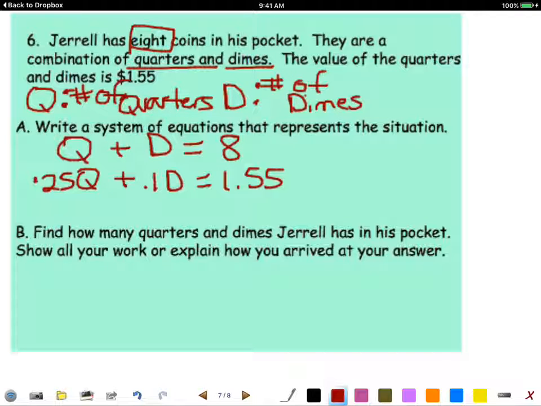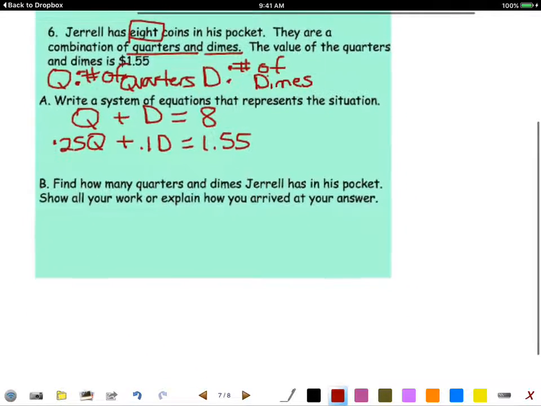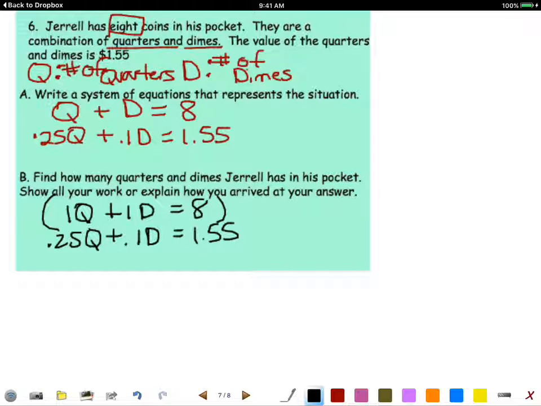Now, you could sit there and play around with the numbers. Or we could just go ahead and use our elimination method that we know, right? So let's do that. So we have 1Q plus 1D equals 8. 0.25Q plus 0.1D equals 1.55. What do you want to multiply the top by? Negative 0.1? Okay. So we get negative 0.1Q minus 0.1D equals negative 0.8, right? Copy this other one over.